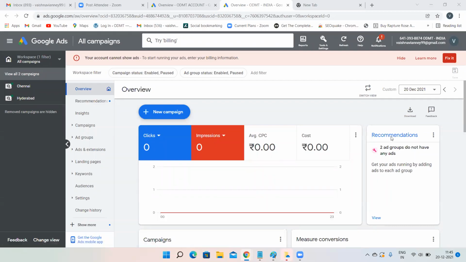Yes, Pranita, tell me. I have created this Google Ads account that day, and we have created 2 campaigns also. For which cities we have created campaigns? For Hyderabad and for Chennai we have created campaigns, I guess. Now I want to create a campaign for Bangalore also. How should I create a campaign?